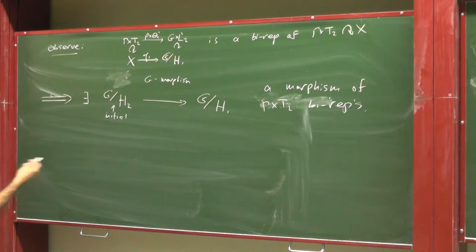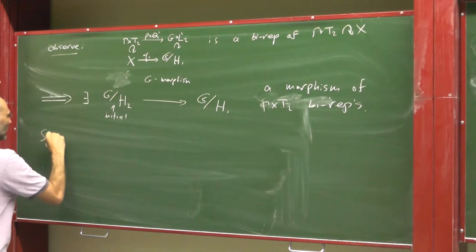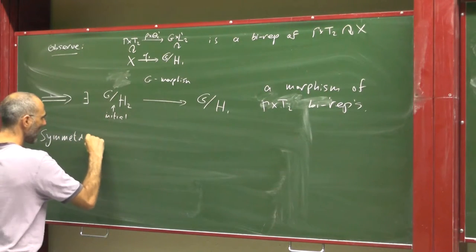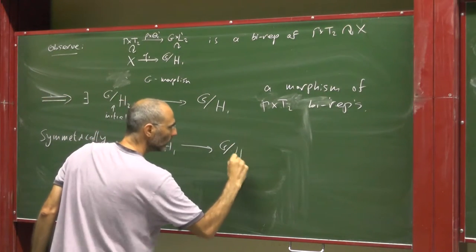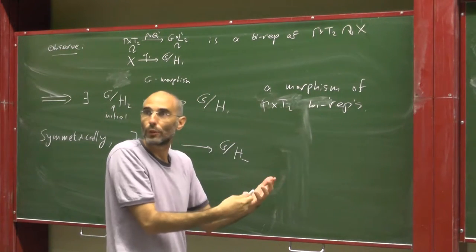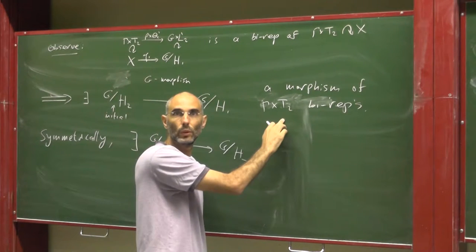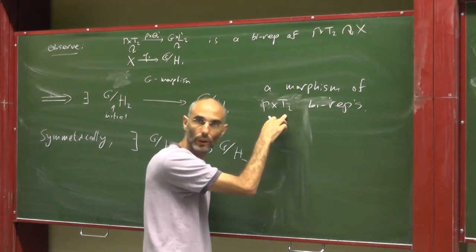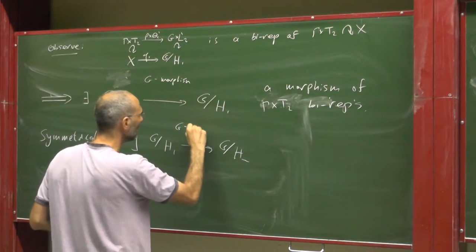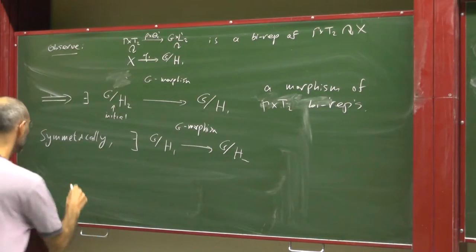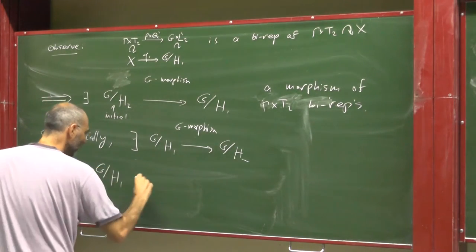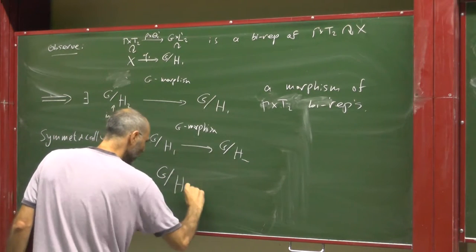But the role of 1 and 2 was symmetric, right? I didn't give any property of T1 that was not a property of T2. I mean, I can invert the role of T1 and T2. Symmetrically, I can find a map G mod H1 to G mod H2. It would be a morphism of gamma times T1 representation. Sorry, forget this. This is a G morphism. This one and that one are G morphisms of coset spaces. We get G mod H1 and G mod H2 isomorphic G spaces.